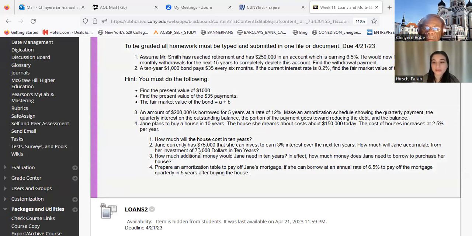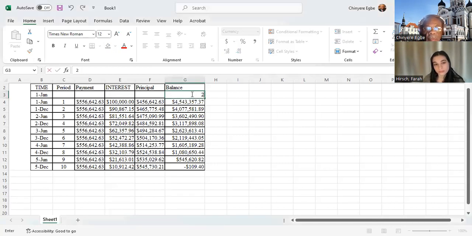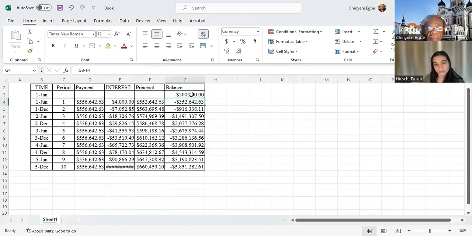So 12% divided by 4. This is what you're going to use. See how exactly what we just did. Right. I'm going to share screen again. Okay, so this is going to be quarterly payments. So this is going to be 200,000, right? Okay.